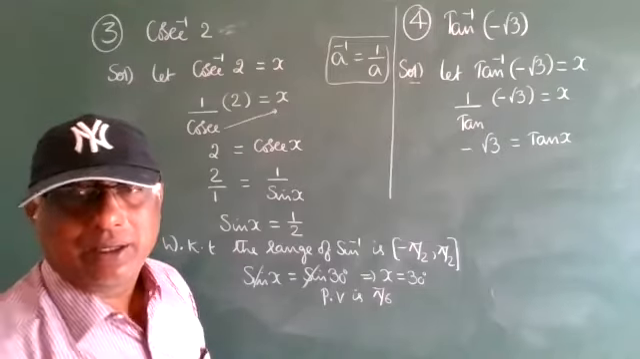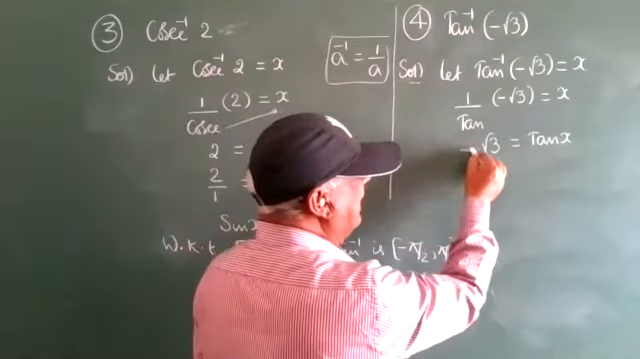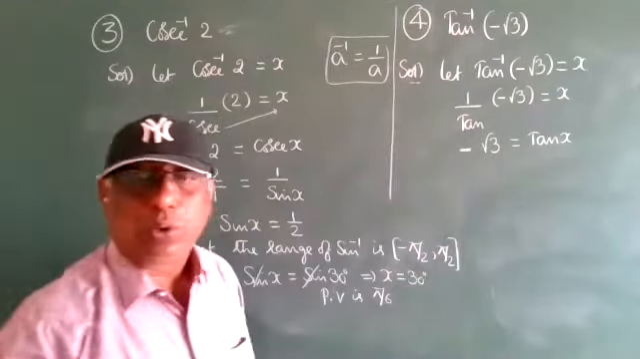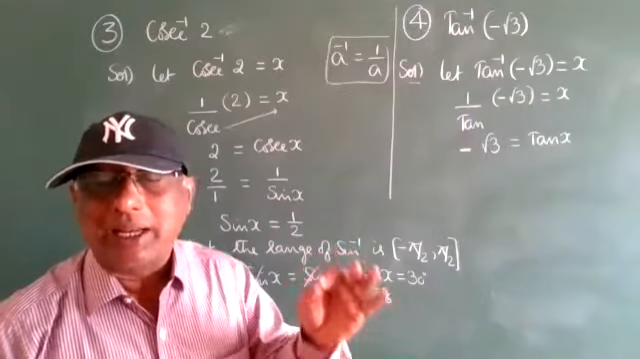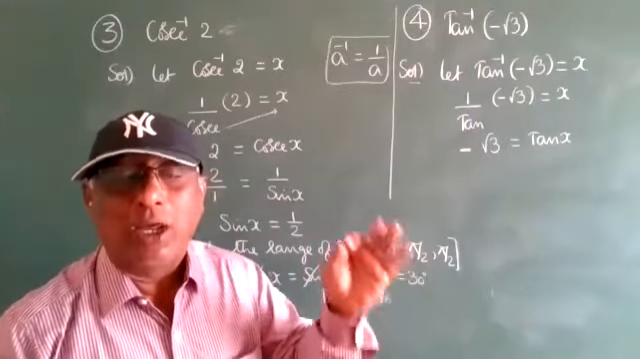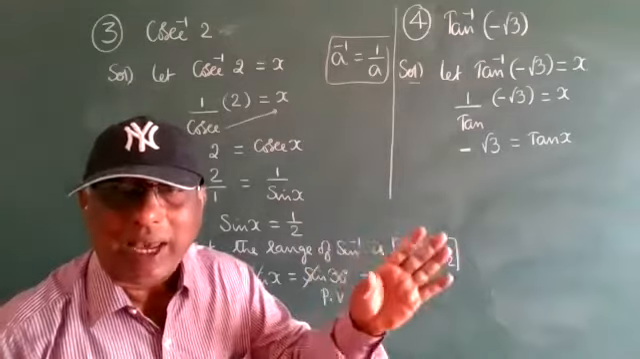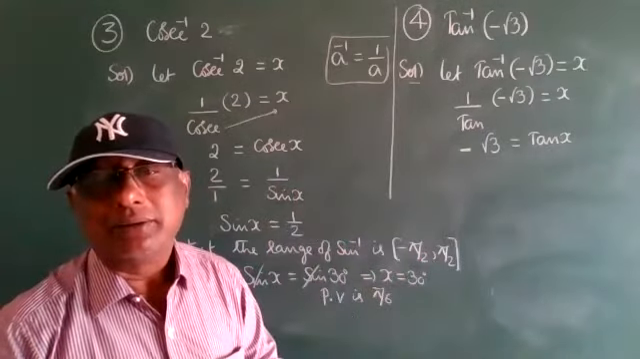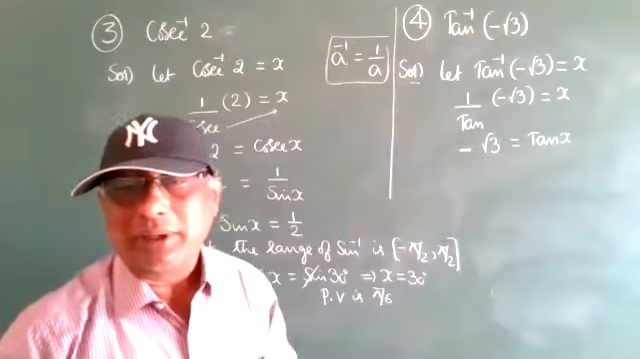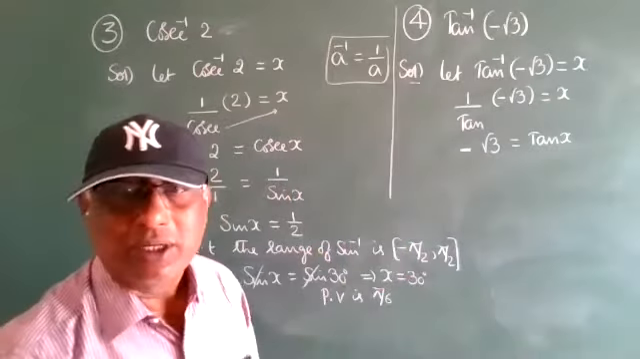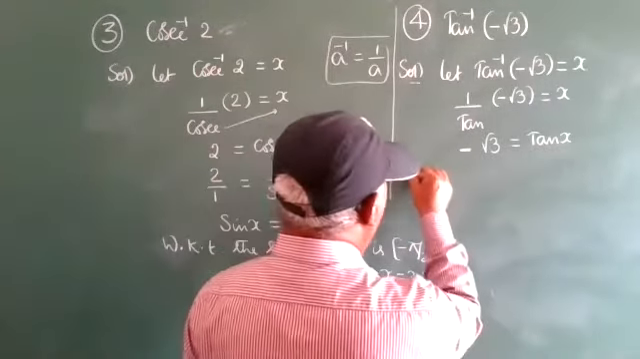Is it clear? At what angle in tan is root 3? Tell me. At what angle of tan is root 3? 60 degrees. Very good.